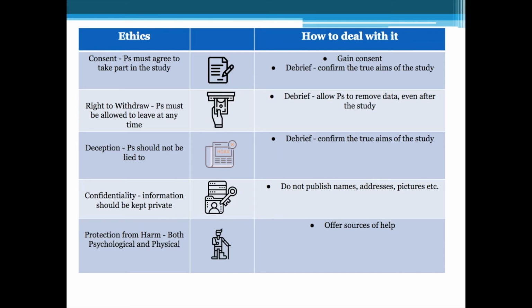Sometimes participants need to be deceived. We'll talk about that in a moment. But also sometimes participants might not even know they're in a study. In those sorts of cases, there are other types of consent. So there's presumptive consent, and there's prior general consent.